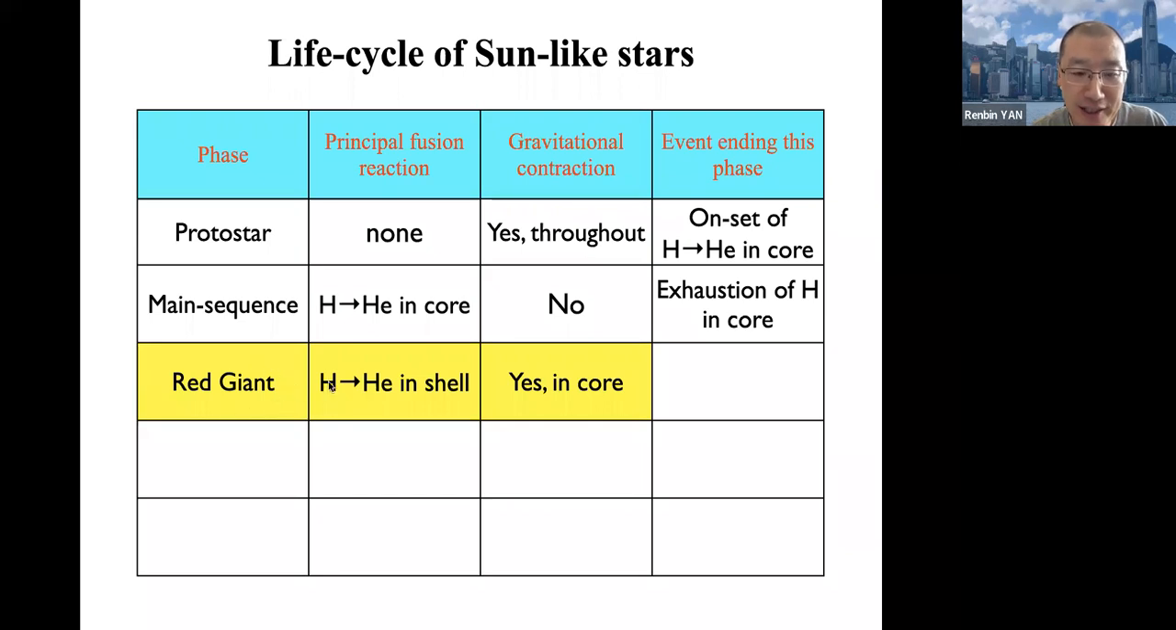We call it a red giant, and it has fusion reaction in it, but that fusion reaction is not in the core. The core is a helium core, and it has not yet started fusion. Where hydrogen fusion is, it is in a shell around the core. And where do you have gravitational contraction? Yes, it has gravitational contraction in the core, in the helium core. So this is this phase of the stellar evolution.